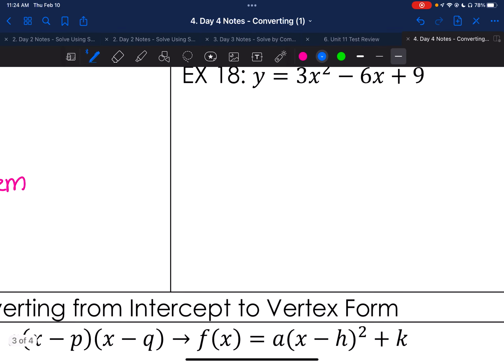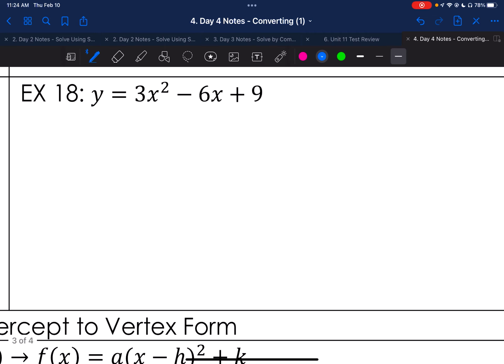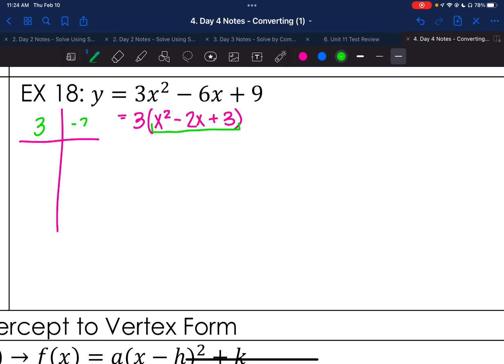All right, last but not least is number 18. My a value is not 1, so we will look for a GCF, and we can factor out a 3 here. It leaves me with x squared minus 2x plus 3. We'll do my a times c chart after taking out my GCF with my new trinomial. A times c is 3. My b value is -2. And the only factors of 3 are 1 and 3.